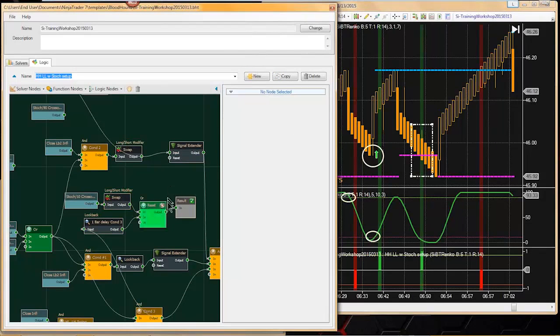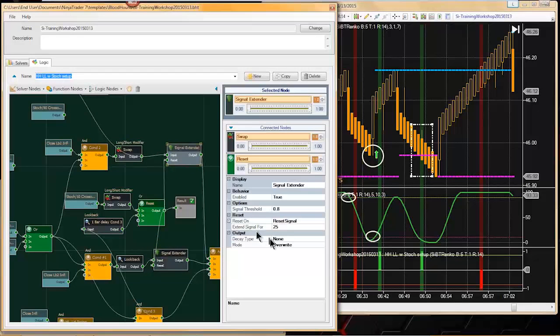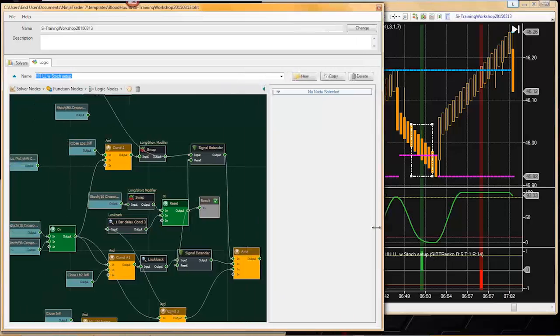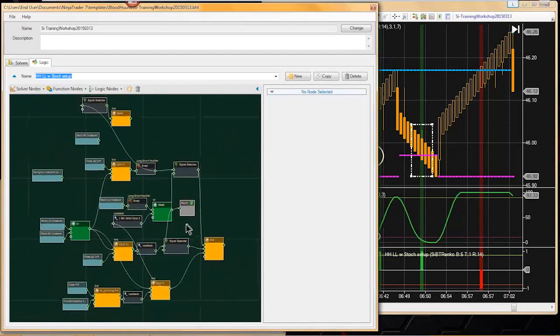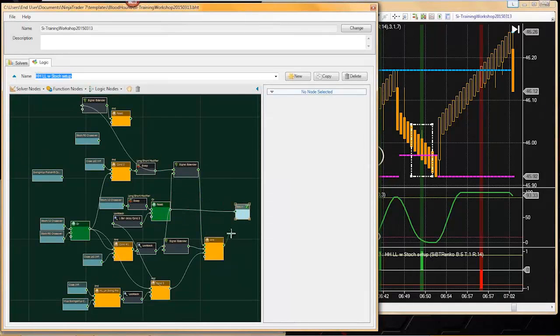Okay, so now let's plug this new reset logic back into our signal extenders, and our signal extenders are still using the reset signal. This one's still using the reset signal. All right, so I think that is complete. I think that does it. So we'll take a look at the final output here.